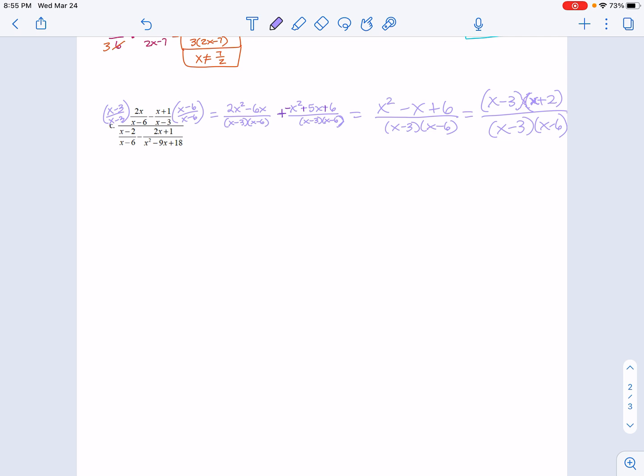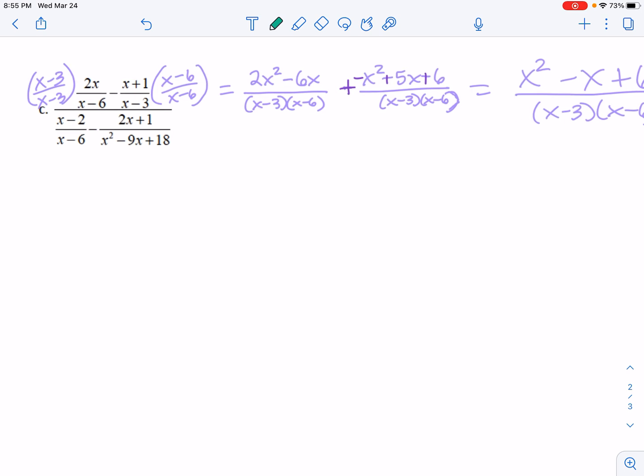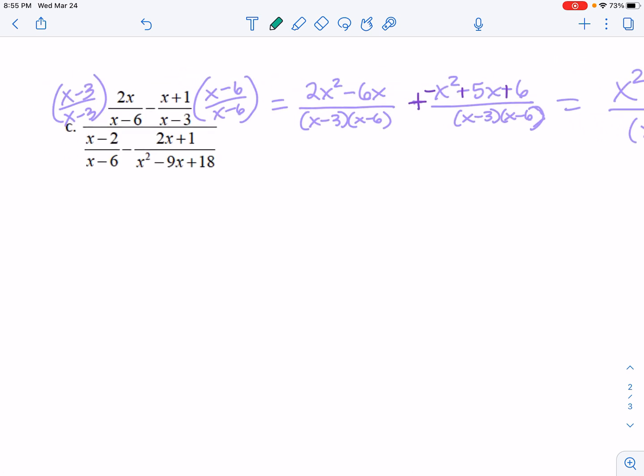But let's focus on the bottom now. Okay, so again, I want to find that common denominator. I need to factor this. What are factors of 18 that add up to -9? So that's going to be -6 and -3. And good news for us, that is our common denominator in the numerator, but that means we only need to multiply this by x minus 3.